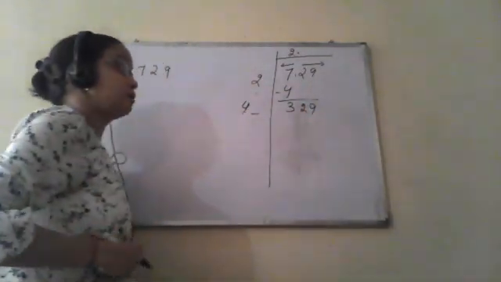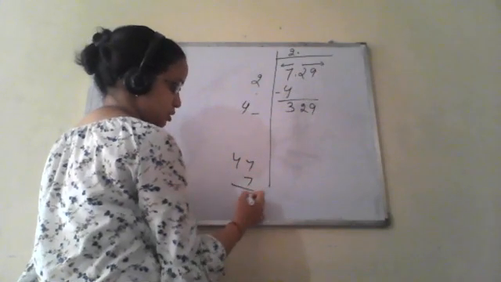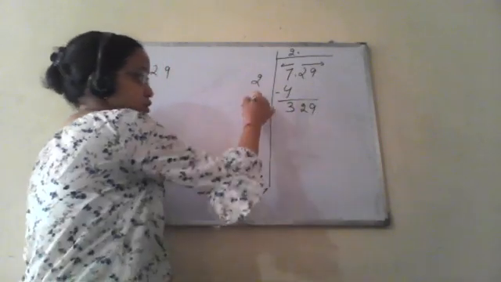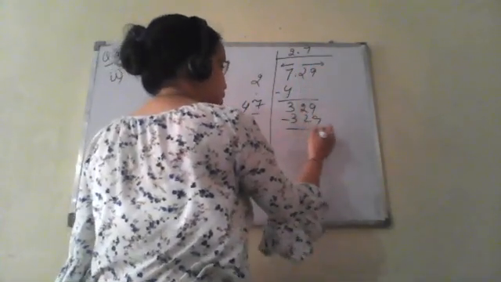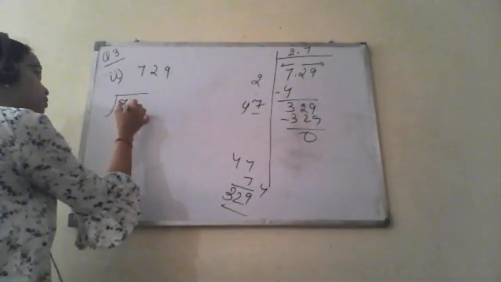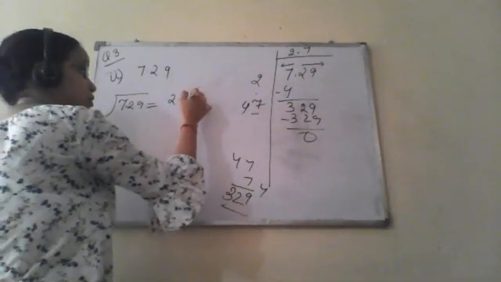Now, what can be the number? It is 47. So it is 7 here. So this is 329, and the remainder is 0. Therefore, the square root of 7.29 is 2.7.